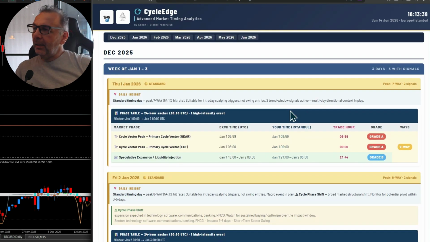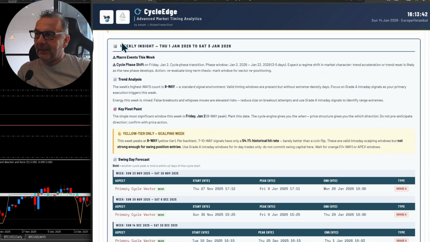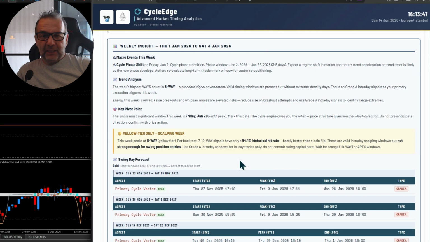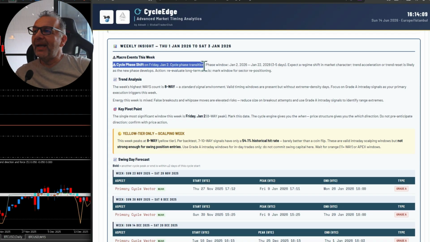The other thing is in the weekly, before you look at the daily, look at the weekly, right? So, for example, for next week, we're going to look at the weekly of next week, 15th of June onwards. Macro event this week. It's going to give you a macro event. It's going to give you any day which you might want to look out for. It says Friday, January 2, cycle phase transition. See, it's going to give you a sign there. So make a note of it.